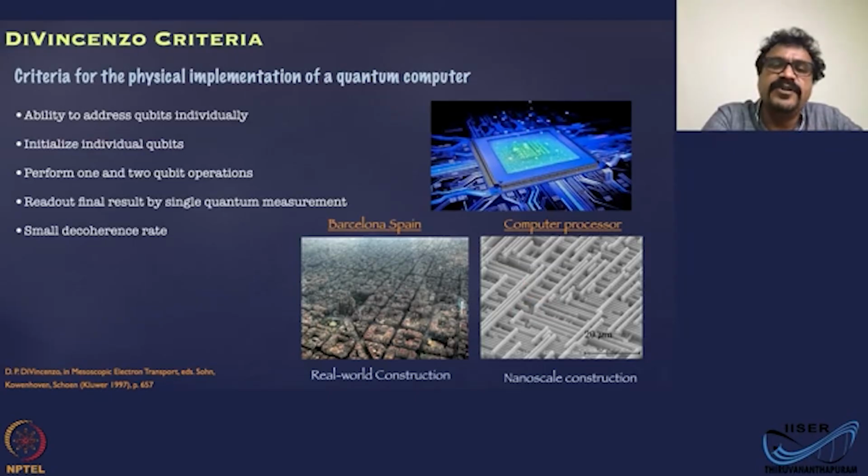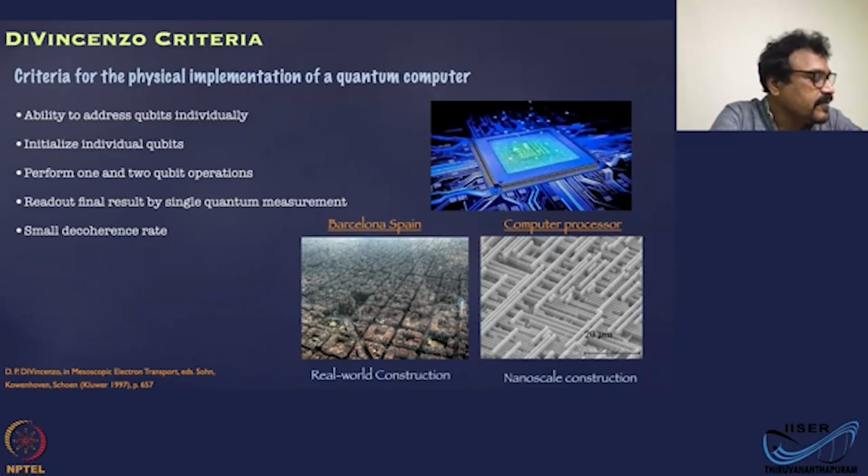So when you make a quantum computer, that processor also needs to have some architecture. You cannot have a few isolated qubits here and there, but you are talking about packing a large number of qubits in a systematic way, where we can address them and read the state of the system. Considering all these technological challenges, there are a few criteria put forth by DiVincenzo.